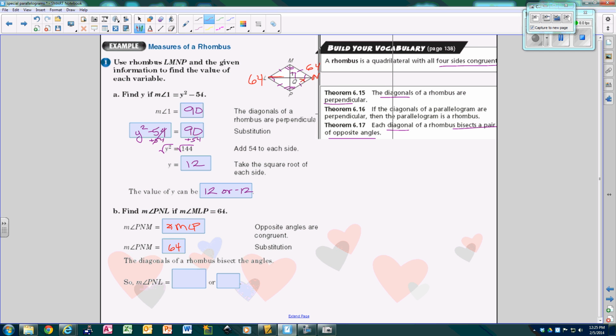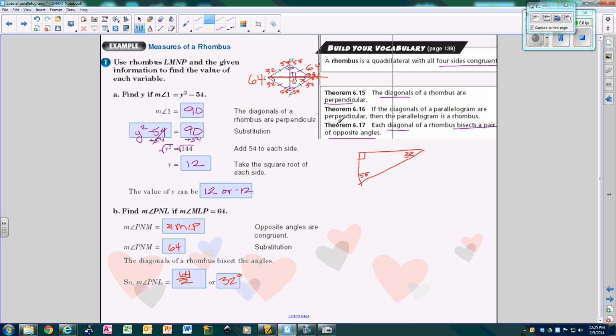But remember, the diagonal cut that angle in half. So that means 64 over 2, or 32 degrees. So now you know that all of these little angles are all 32. And now I could even go further, because since this is a right triangle, I'm going to redraw that, it's not going to be pretty. This is this corner right here. I know this is 90, and I know this is 32. Now I can find this one, because these two have to add up, so that would be 58. So now this one's 58, this one's 58, this one's 58, and this one's 58.